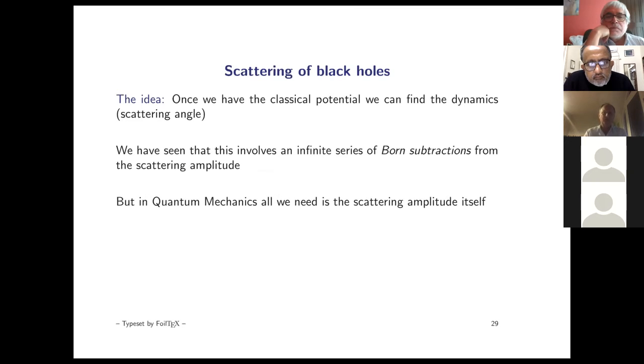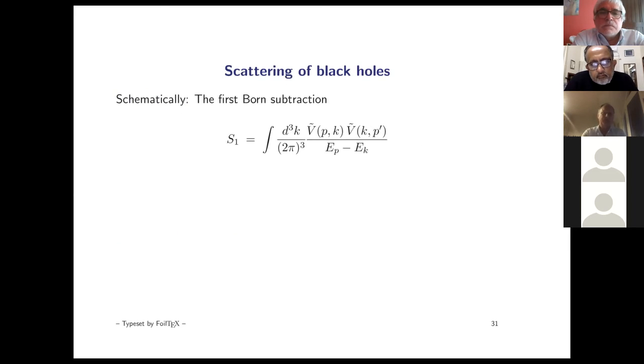Now, that's kind of surprising, that we need to calculate this potential with an infinite series of Born subtractions, because in quantum mechanics, we will never do that. If you want to calculate, say, the scattering angle in quantum mechanics, you cannot do the exact classical trajectory, but you can calculate the scattering. And there you'd only use the scattering amplitude itself. You would not do the Born subtractions. So how is that reconciled? How can that happen that in one case it looks like we should subtract something, in the other case we just need the amplitude? Well, that can be explained actually.